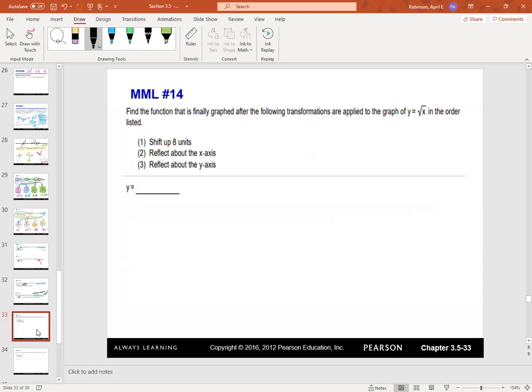Okay, now, number 14, in order to get the answer correct, you have to do this in the steps that they tell you to. It says find the function that is finally graphed after the following transformations are applied to the graph of y equals the square root of x in order listed. So for step number 1, you've got y is equal to the square root of x. They want you to shift it up 8 units. The only way this would change is I would put a +8 on that.